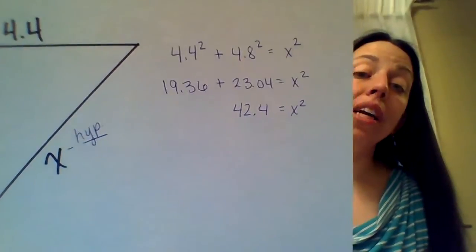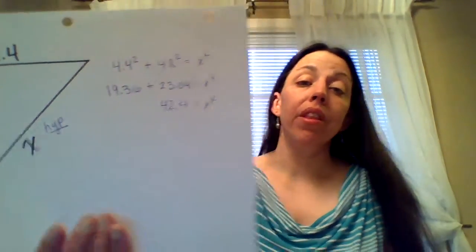So 19.36 plus 23.04 is 42.4. So x squared equals 42.4. X squared, that means I got to take the square root of both sides. And so on my calculator, I'm going to type in the square root of 42.4.